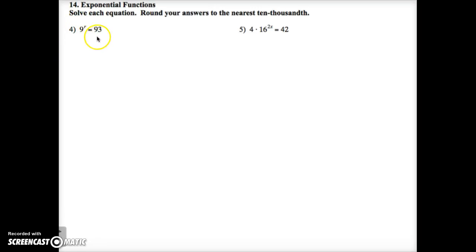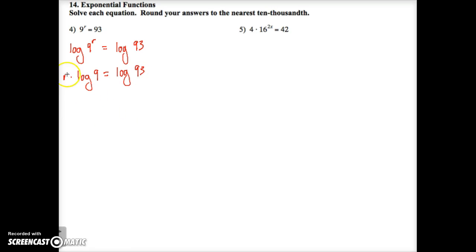Going to solve this first equation by taking the log of both sides. So I'm going to rewrite this as the log of 9 to the r is equal to the log of 93. And this allows me to use the power rule and move this exponent down in front. So I can rewrite this as r times the log of 9 is equal to the log of 93.